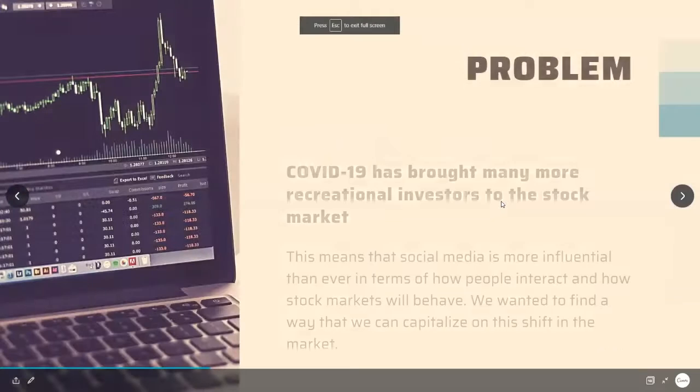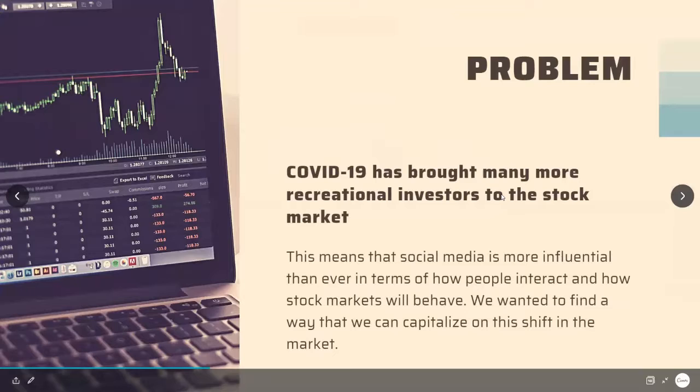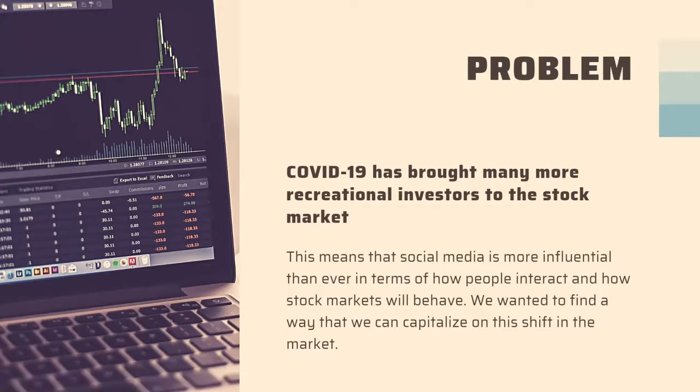Okay, so the problem that we wanted to tackle is that COVID-19 has brought a lot more recreational investors to the stock market, which means that social media is a lot more influential now than ever in terms of how people are going to interact and how the stock markets might change over time. So we wanted to find a way that we could capitalize on this shift in the market and maybe use it to get some stock recommendations.